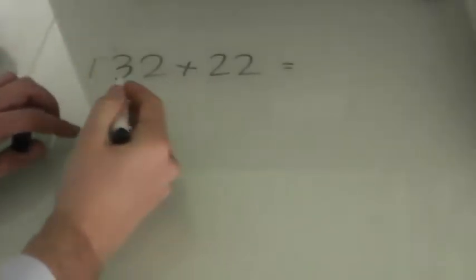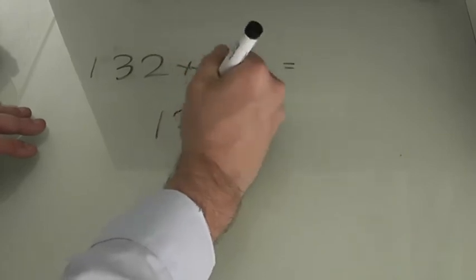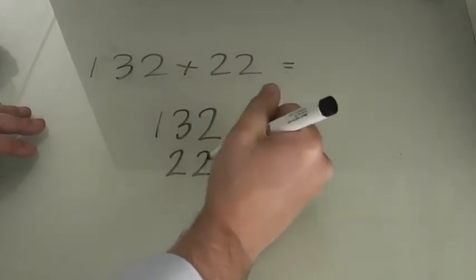Let's have a look at this one. We've got 132 times by 22. I'm going to show you a little trick. So first of all, I'll write it out.